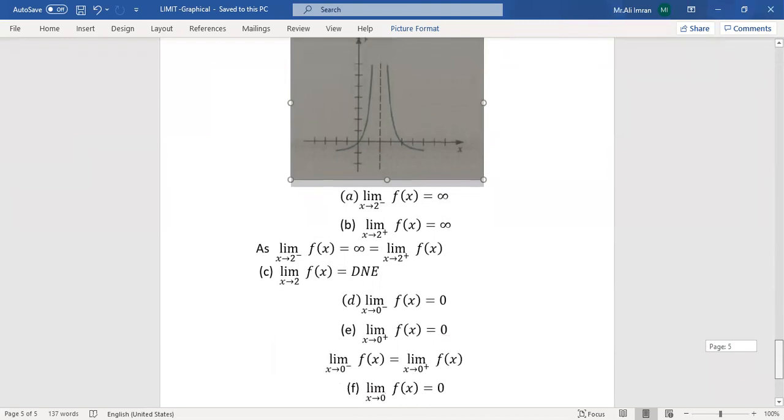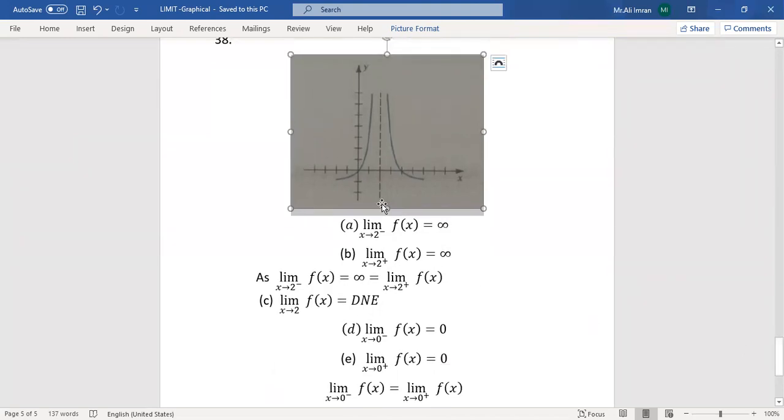Now we have to find the limit at x is equal to 0. If we approach the limit from left hand side x is equal to 0, we have value of the function at the origin. At origin, value of function is 0. This is the left hand value of the limit at x is equal to 0, that is values we approach the limit less than 0.